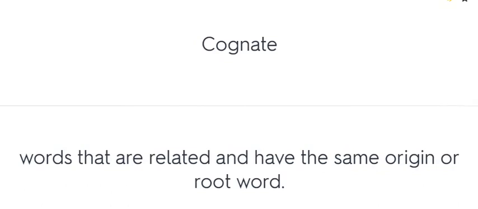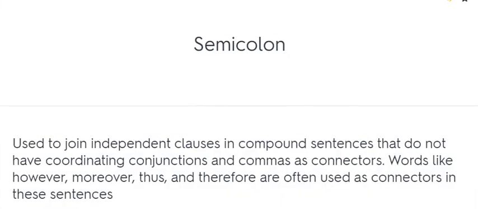Cognate. Words that are related and have the same origin or root word. Semicolon. Used to join independent clauses in compound sentences that do not have coordinating conjunctions and commas as connectors. Words like however, moreover, thus, and therefore are often used as connectors in these sentences.